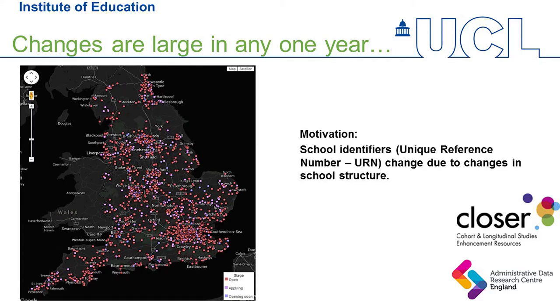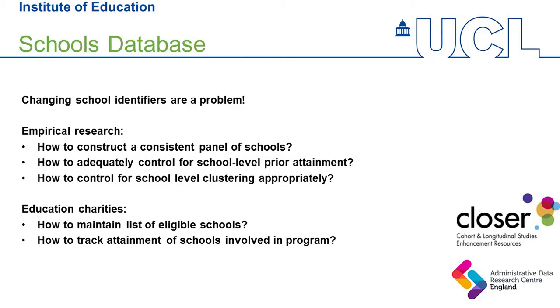Typically you use a multi-level model, you use a school identifier to estimate your school model, and you might be doing that completely wrongly if you don't go through and understand why the URN has changed. So it's very important. And as I said, these changes are happening a lot. So this is a list of all schools which are changing their URN for different reasons. It's widespread and countrywide.